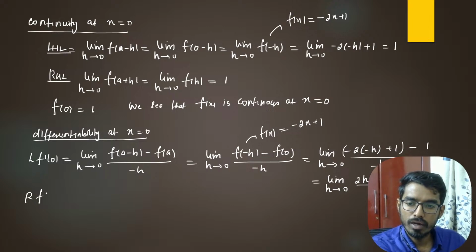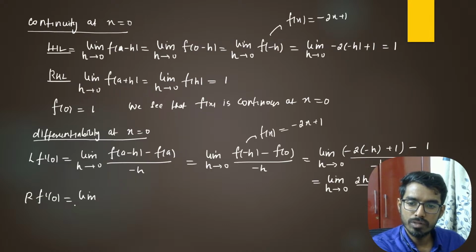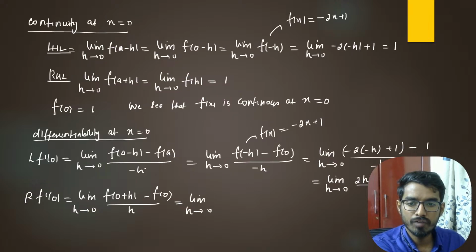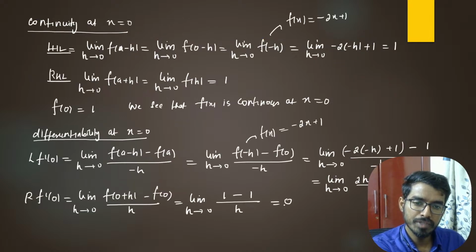Now you find R of f dash of 0. R of f dash of 0 is limit h tending to 0, f of 0 plus h minus f of 0 by h. What is your f of x? This is a constant function. F of 0 is 1 divided by h. So this will be 0.